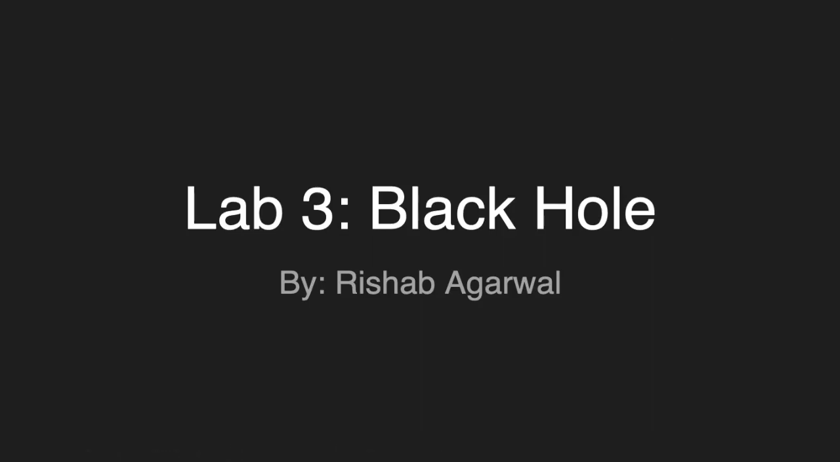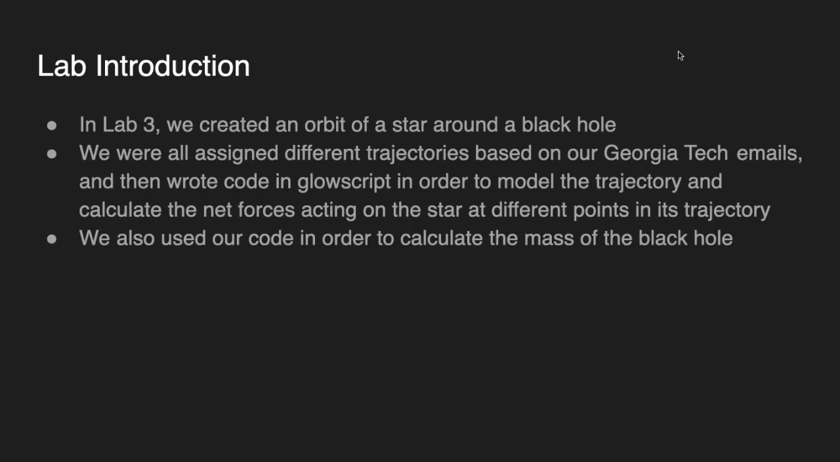In Lab 3, we discussed the forces of a black hole. We created an orbit of a star around a black hole, and we were all assigned different trajectories based on our Georgia Tech emails. We then wrote code in GlowScript in order to model the trajectory and calculate the net forces acting on the star at different points in its trajectory. We also used our code in order to calculate the mass of the black hole.